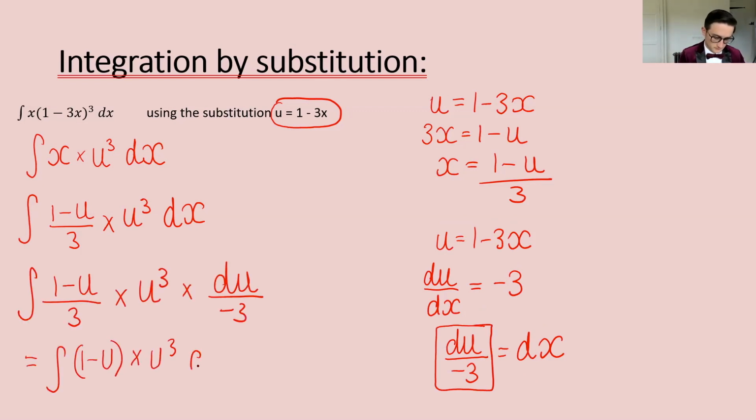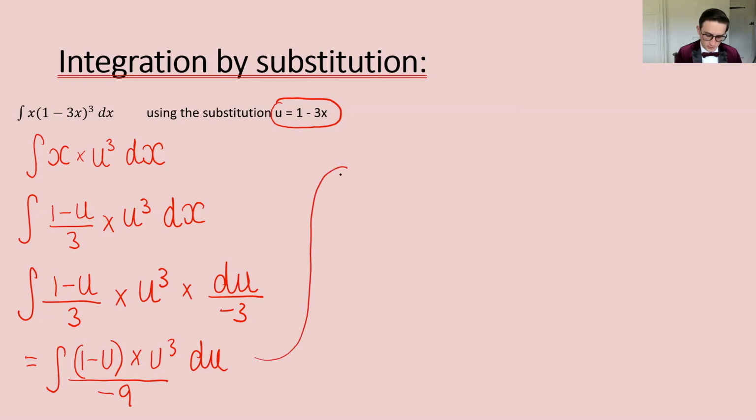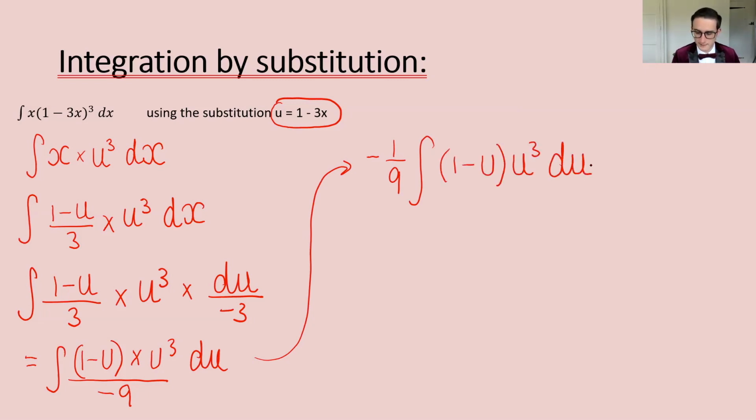Okay, so at this stage of integration, I would probably factor out minus 1/9 because I don't like the 1 over minus 9. And then I can just deal with the fact that I'm integrating this scenario here, because any factors or constants can be brought out to the front of the integral. So this will give me minus 1/9, the integral of u cubed minus u to the 4 with respect to u. Now I can carry out the integration because everything's in terms of u and I'm integrating in terms of u.